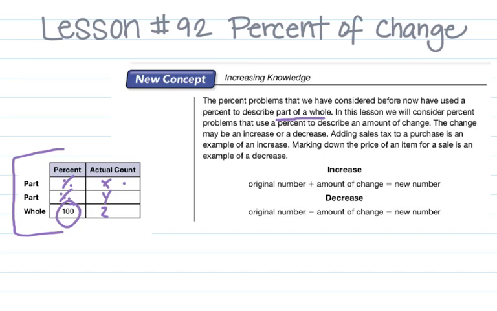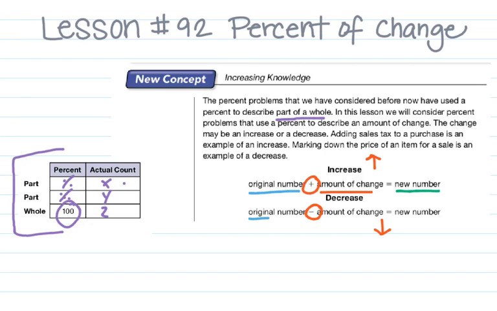Today, we're going to do something a little bit different. Today, we're going to have an original number, and they're going to give us a change amount. Now that change amount could be an increase or it could be a decrease. And then that's going to give us a whole new number. So with an increase, we might have that original number plus something, or we might have to subtract from that original number.